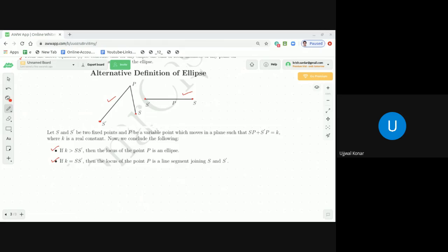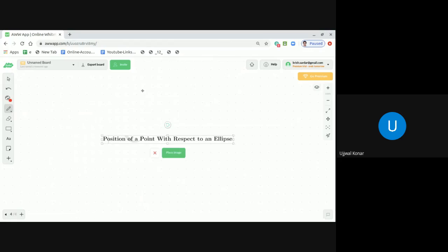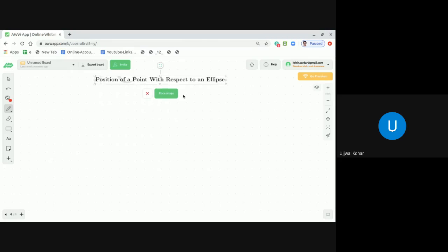Now, dear students, the next point I'm going to discuss is the position of a point with respect to an ellipse, and I'm going to take you to the next slide for that. So that means you have been given an equation of an ellipse. The ellipse equation is something like this.